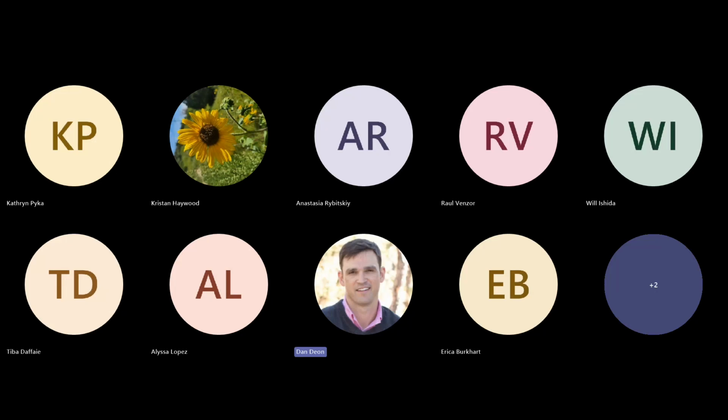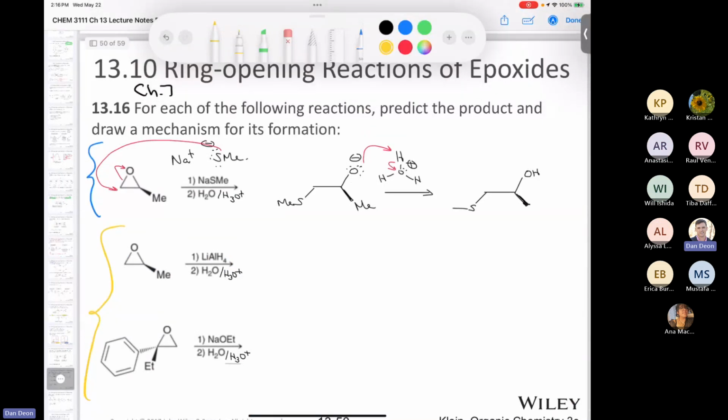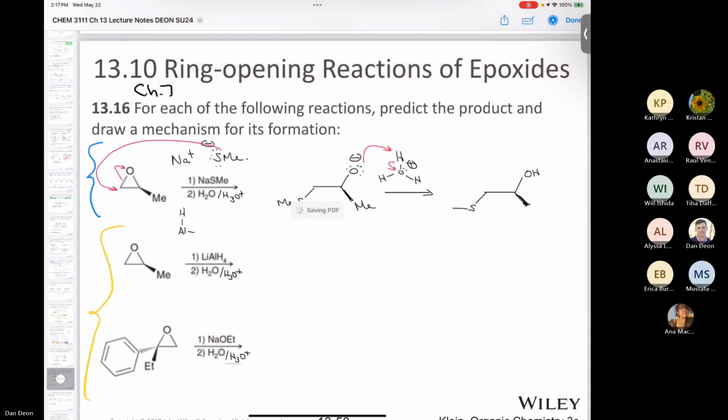Left off with question 13.16 and 13.18. And let's take a look at the next two in 13.16. So again, all of these involve strong nucleophiles. The next one we have lithium aluminum hydride. So we have hydride, which is a strong nucleophile. I'll just draw the whole aluminum hydride ion out.